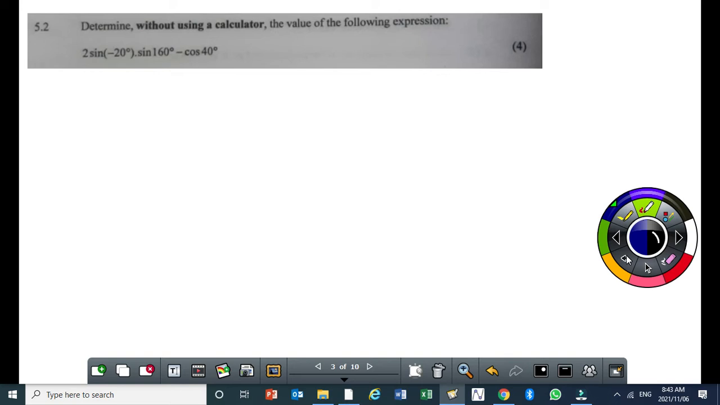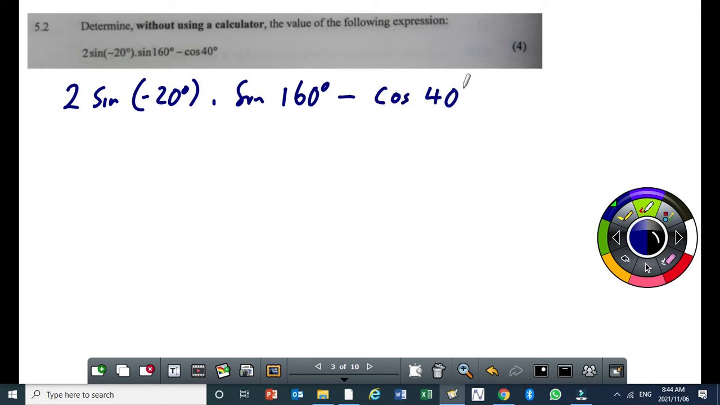Okay? So this question says, determine without using a calculator the value of the following expression. Right? So again here, no calculator. So you are given 2 sine of minus 20 degrees times sine 160 degrees minus cos 40 degrees. Right? So this was the question. Right? I'm not going to rush to just write the answer from my head. I will just take you back to the basics. Right? Here we have got a negative angle, minus 20 degrees. Right? You need to know in which quadrant is minus 20.